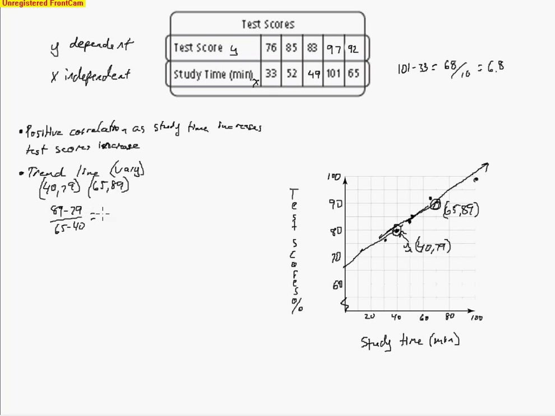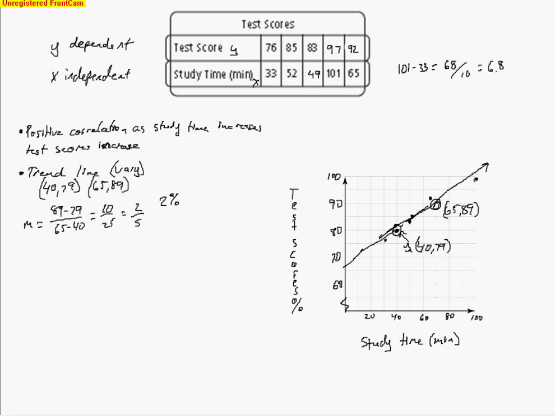And so when I do that, this is going to give me the slope of the line, and so that gives me 10 to 25, which is the same thing as 2 to 5. So I've got a 2 to 5 slope. So again, what this represents, the y value represented test scores, so percentage. So this means increased by 2 percentage points.